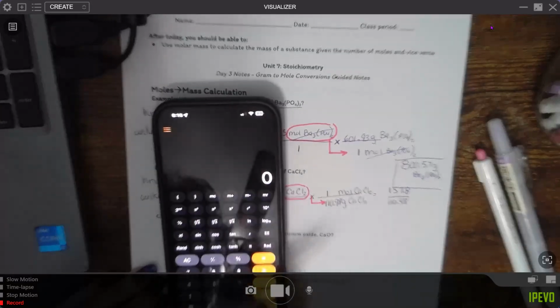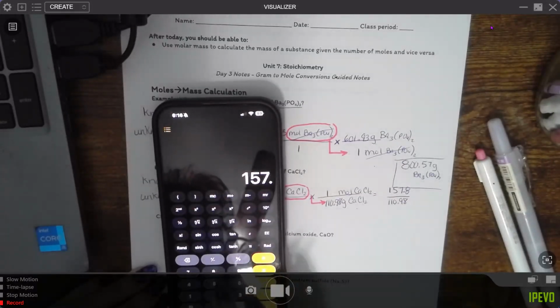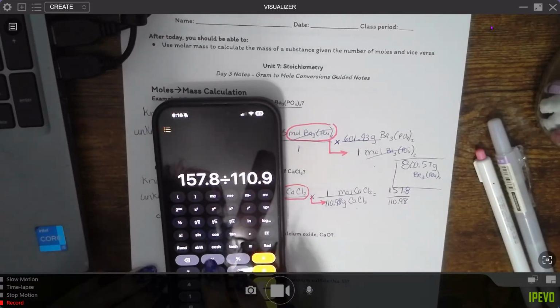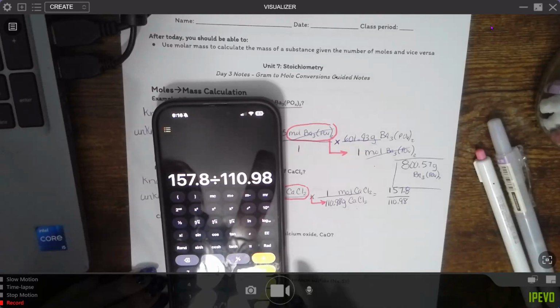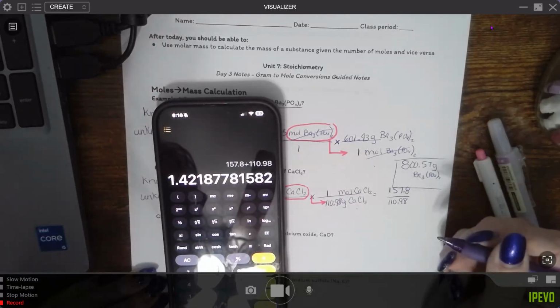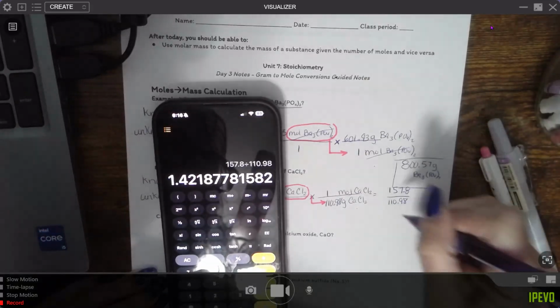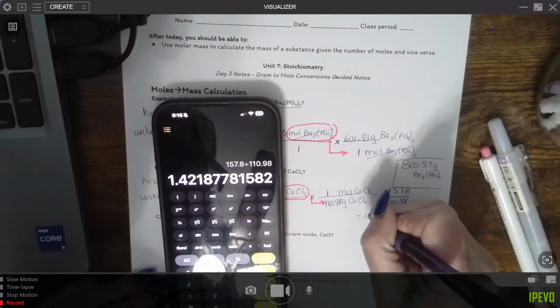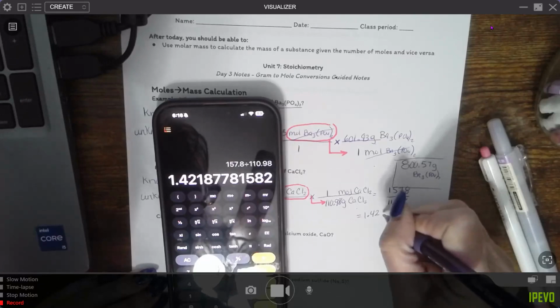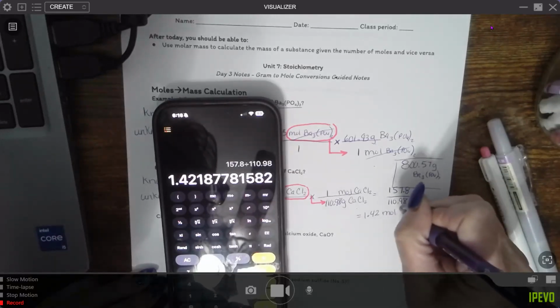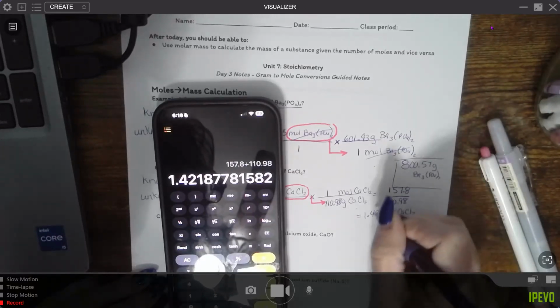So let's do that. 157.8 divided by 110.98. And we get a number of 1.42. Put this here, 1.42 moles of calcium chloride.